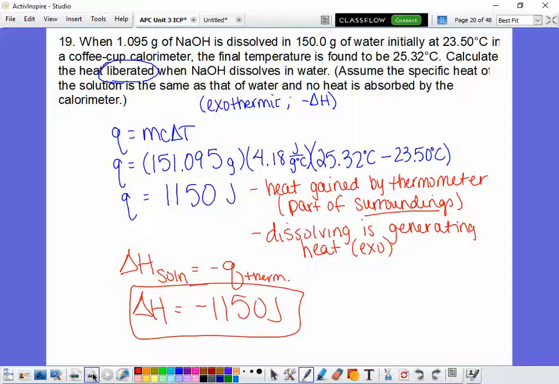If for some reason this got colder, that means it would be absorbing energy. We would have had a negative Q right here. It would have absorbed energy from the surroundings. The thermometer would have observed a decrease in temperature, and our ΔH of solution would have been positive, because that means those particles would rather be together than interact with the water. Like, I don't know, some sort of chromium chloride compound.